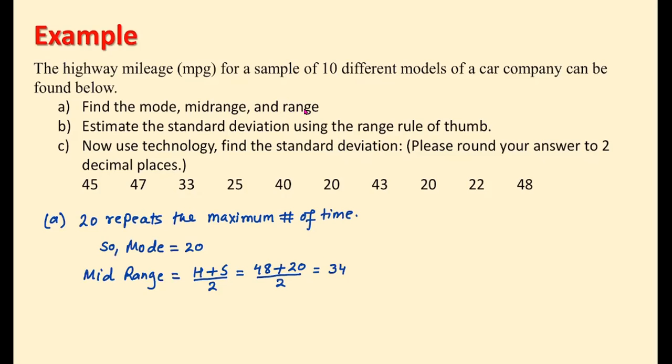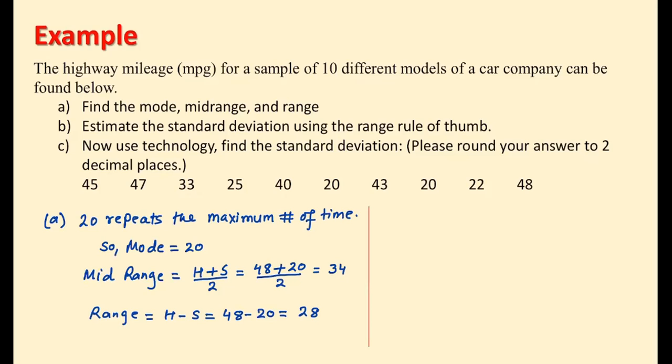Also, in the third part, we have to find the range. Range is the highest value minus the smallest value. So it is 48 minus 20, which is 28. So the range is 28. So we got the mode, the mid-range, and the range. That's our part A. Now we'll go to part B.